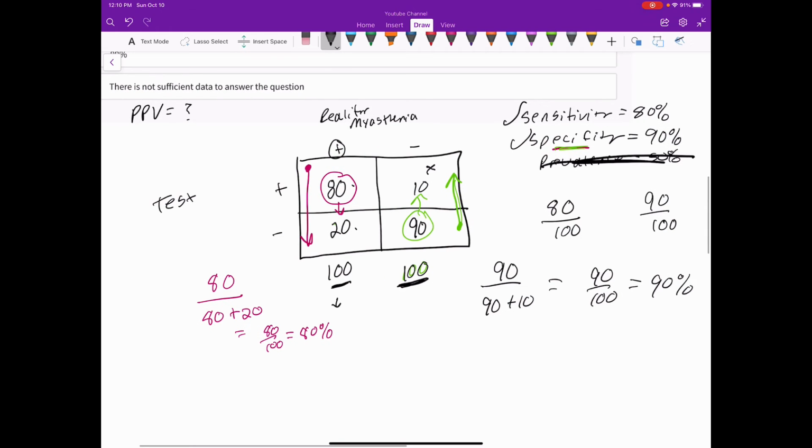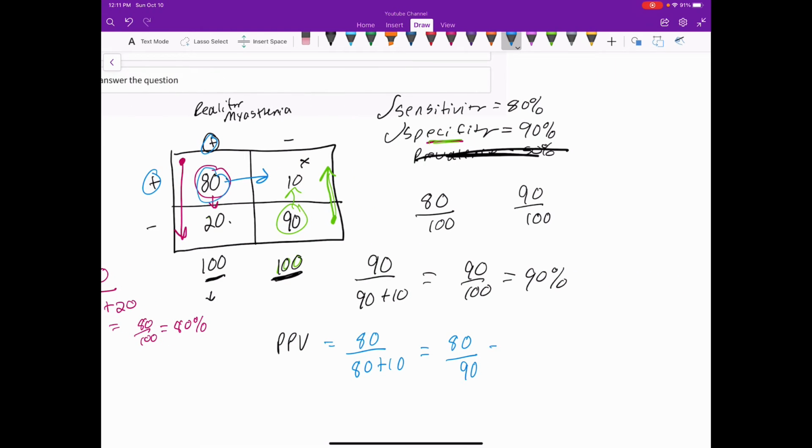How are you going to determine PPV? PPV was positive predictive value. We said for positive predictive value, go to the two positives, and you go from the positives to the right. Shouldn't be too bad then. So if you do that, you go 80 over 80 plus 10, which is going to equal 80 over 90. Okay, well, what's 80 over 90? Let me go on the calculator and put it in because I don't know math like that.